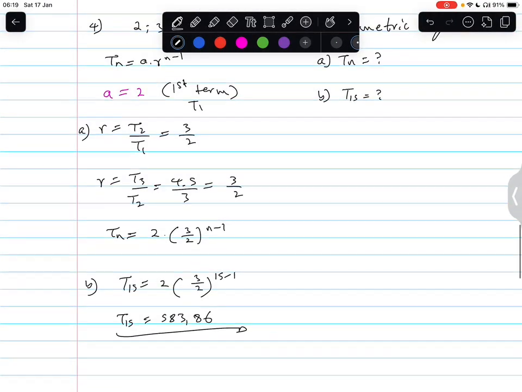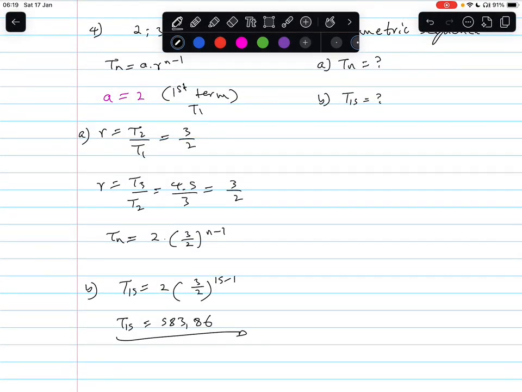And we'll stop here for a quick revision of number patterns, and see you in the next video, where we'll go deeper into this chapter.